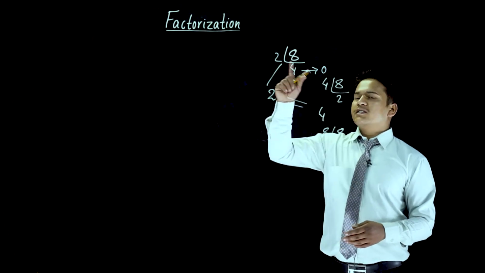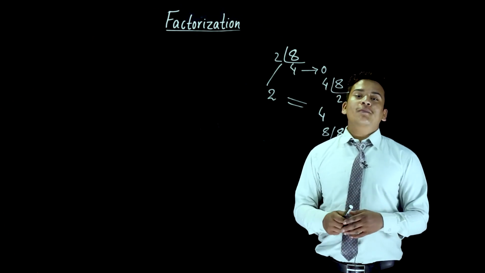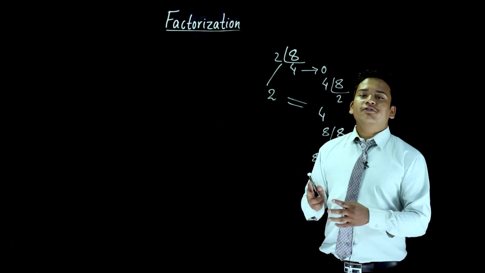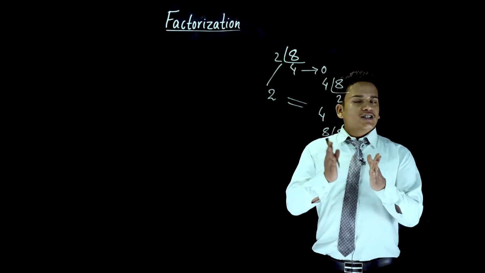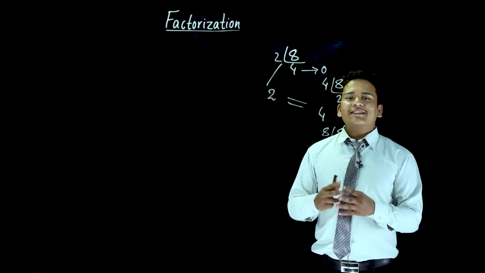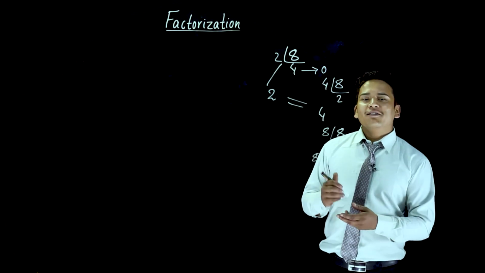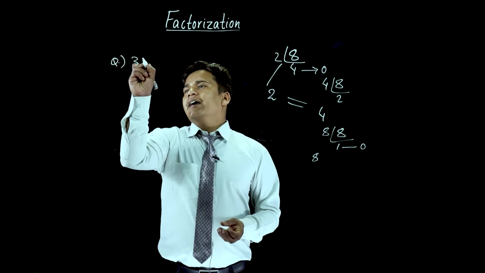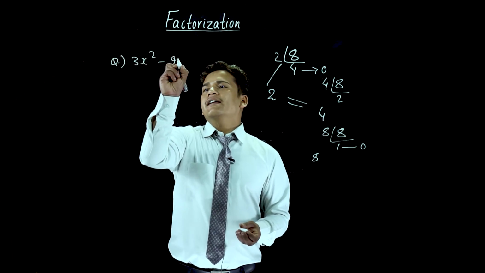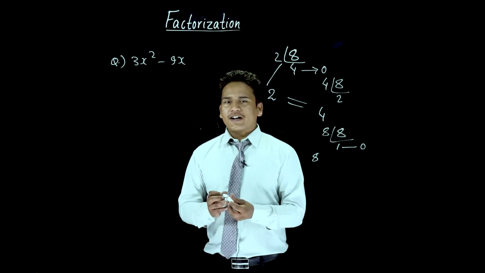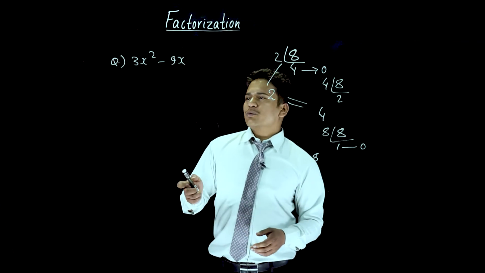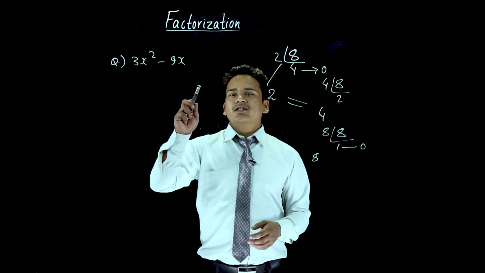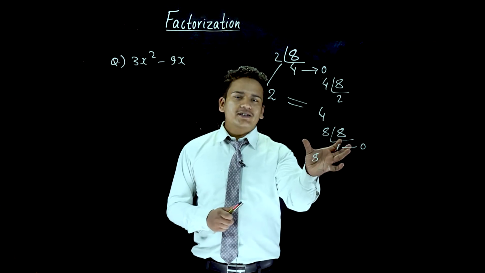Similarly, for factorization in algebra, we are going to do the same thing. We are going to find the factors that can divide an algebraic expression evenly, and that's all it is about. Let me give an example. We need to find the factors of 3x square minus 9x. Our question is to factorize this algebraic expression, 3x square minus 9x. But we cannot do it like this, can we?